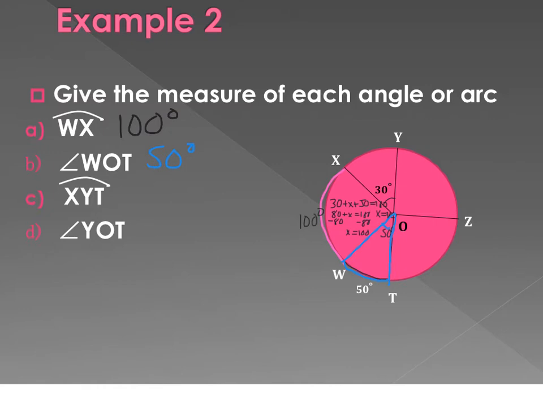Next, we need to find arc XYT. So start at X, go in the direction of Y, and we end at T. So we know that this half is 180, and this part is 30. So we just add those two together. So 180 plus 30 would give this an arc length of 210. So we have 210 degrees for our arc length.